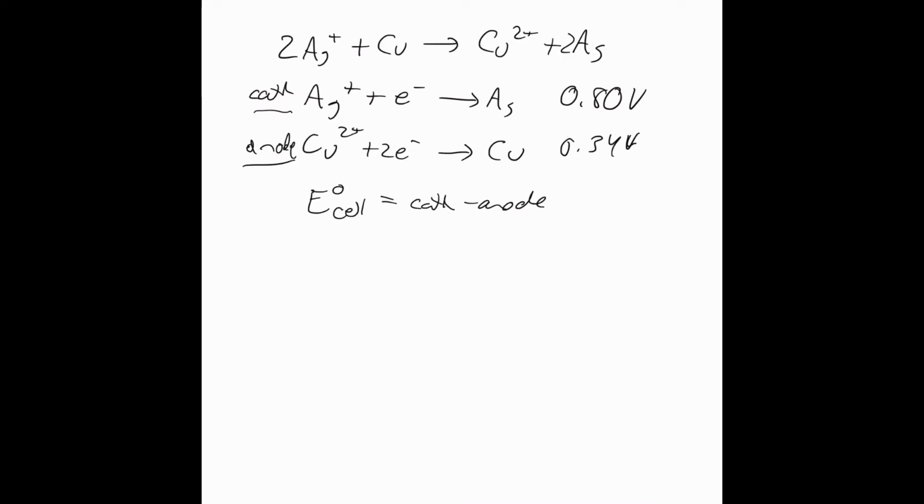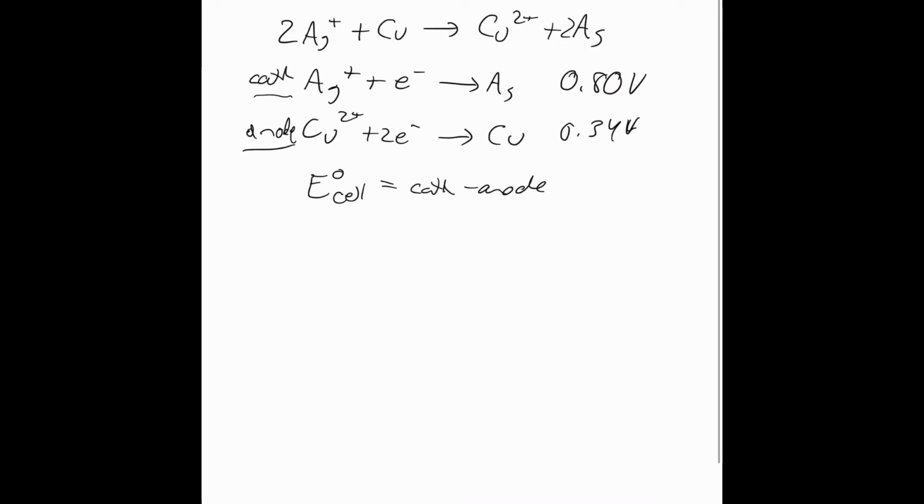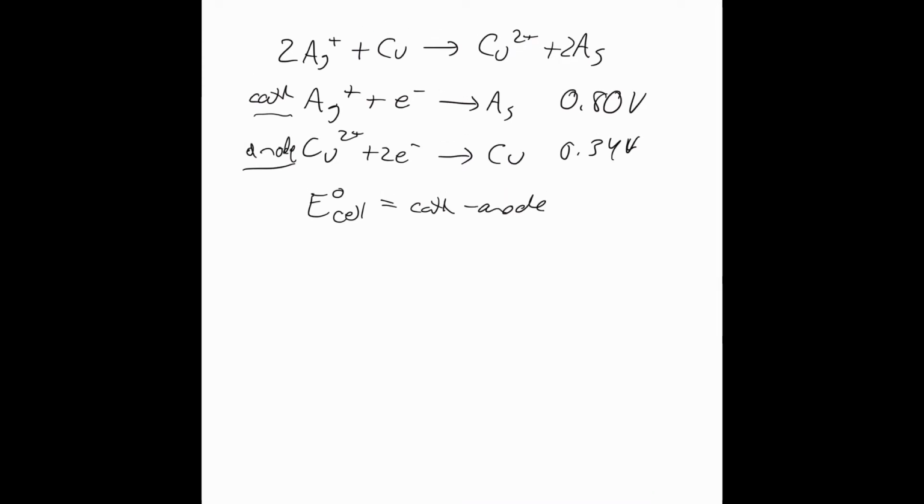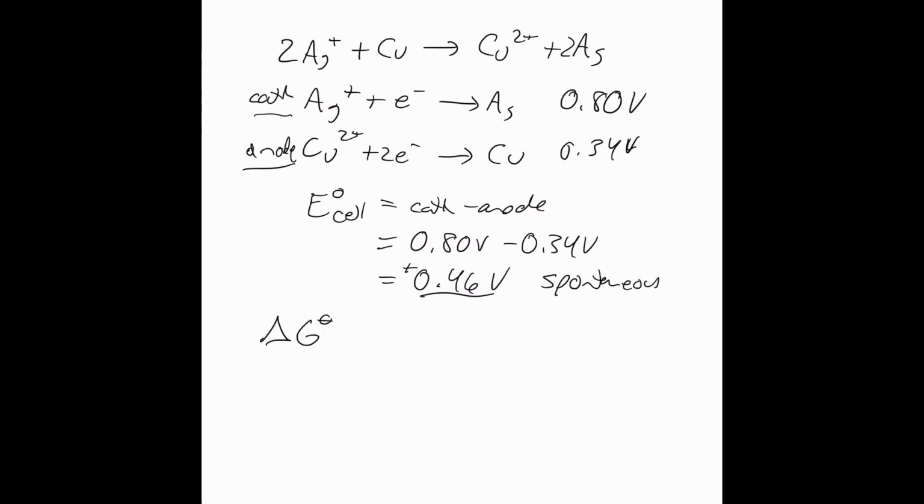So what we want to do is determine the standard cell potential, cathode minus anode. So we plug in our cathode, 0.80 volts minus 0.34 volts. If we subtract those, we're left with positive 0.46 volts. So that should be spontaneous. Now let's determine the delta G. It's minus nF E cell.